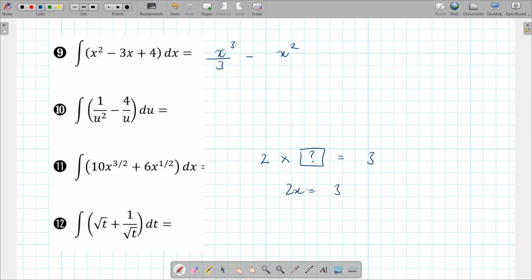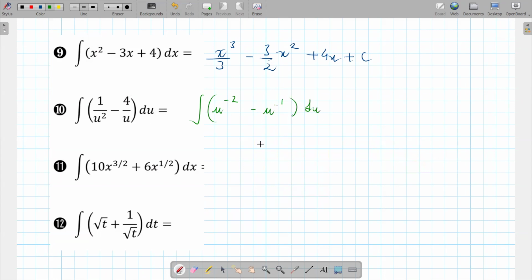2x equals 3. What's x? It's 1.5, or 3 over 2. Plus 4, well, that's going to be 4x plus c, done. These guys, remember, u to the power of negative 1. Negative 1 is a special case where the integral is ln. You can write it as this, and you can split it apart, which is what we did here as well. These would be the steps.